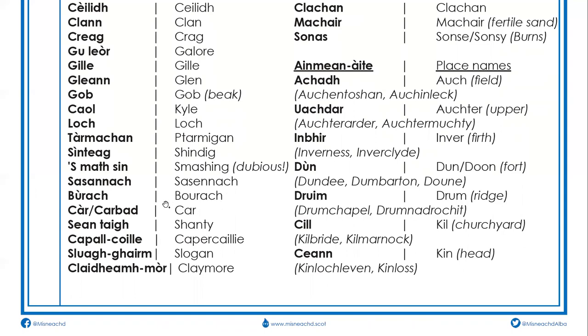Anybody who follows Scottish politics will no doubt have heard the word búrach, a right mess, a búrach. So búrach in Gaelic, a right mess. Car, as in the vehicle you drive, the English word car apparently comes from what the Gaels in France called their chariots, carabit. And that's what's given us the English word car. So in modern Gaelic, just car with an accent is a car, or carabid for a vehicle, a wheeled vehicle.